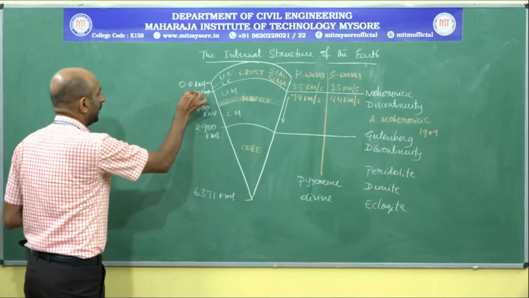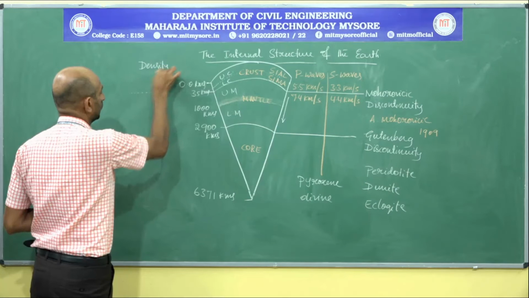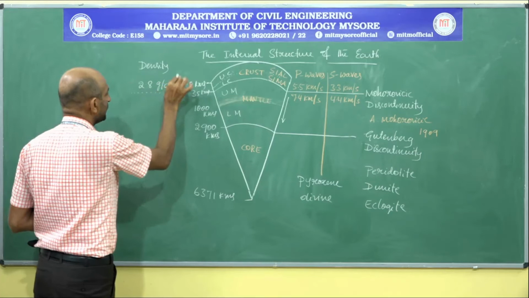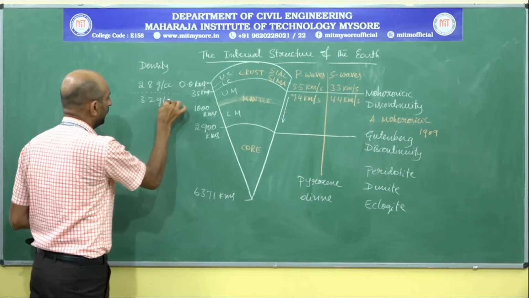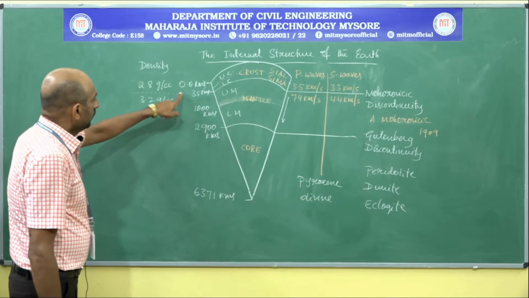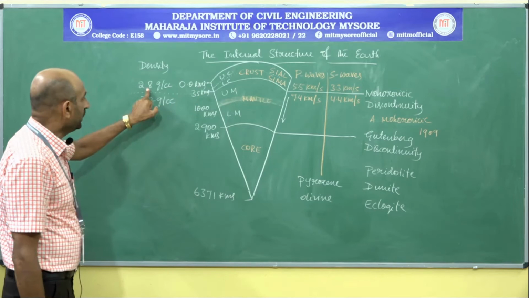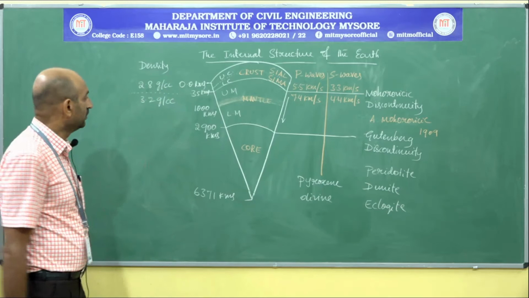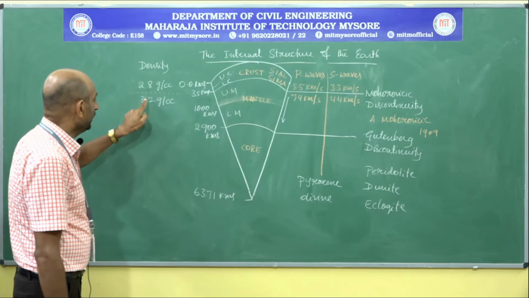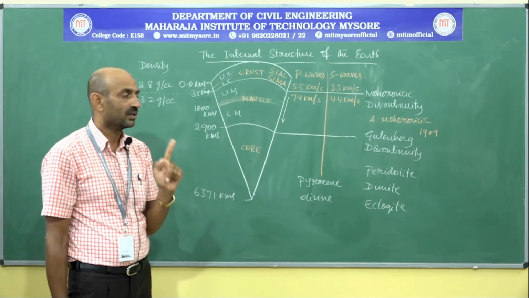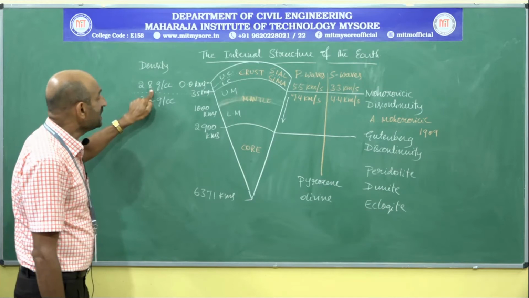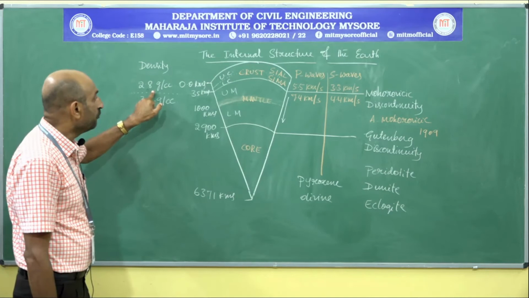The density of the material here is 2.8 gram per cubic centimeter, and here 3.2 gram per cubic centimeter. In the lowermost region of the lower crust, the density of the material is 2.8 gram per cubic centimeter. In the uppermost region of the upper mantle, it is enhanced up to 3.2 gram per cubic centimeter. The sudden enhancement in the density of the material of the earth denotes there must be different kinds of material between crust and mantle again.